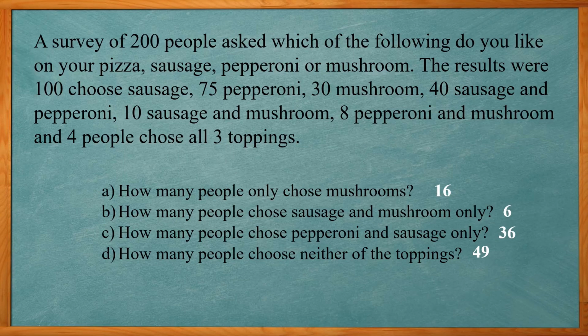So the answers for A was 16, B was 6, C was 36, and D was 49. How'd you do? Did you get these right? If not, you might want to watch this video again and try this problem again. Otherwise, here's how you should have filled out your Venn diagram.